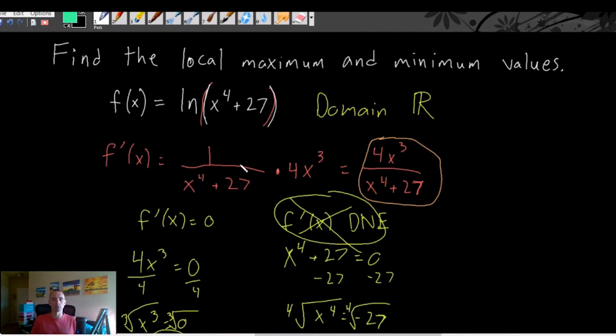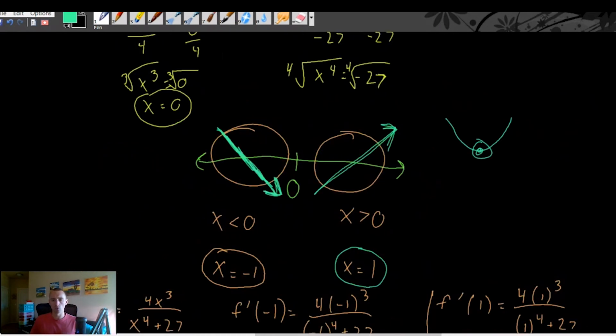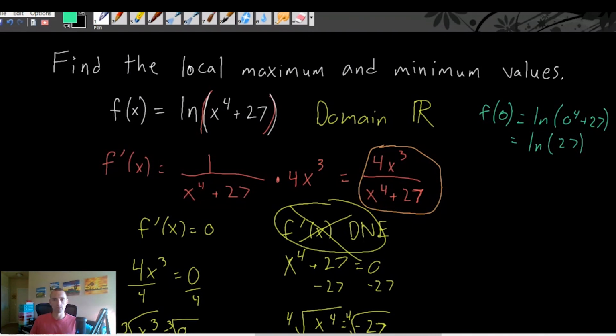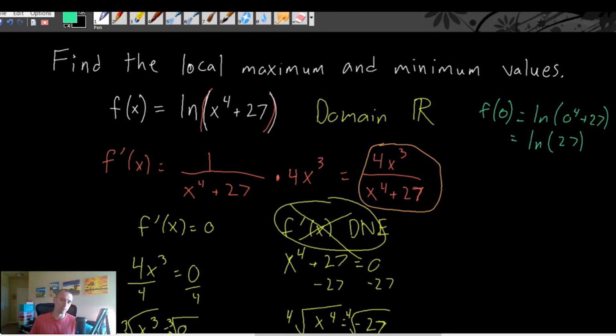Now, if we wanted to find the actual minimum value, we could simply plug x equals 0 into our original function and figure out what that value is. 0 to the 4th power is 0, plus 27 just leaves us with natural log of 27, which you could plug into a calculator to figure out what number that actually is. But that would be a local minimum of this function, and that would be the only local minimum of this function. So that's it for that problem.